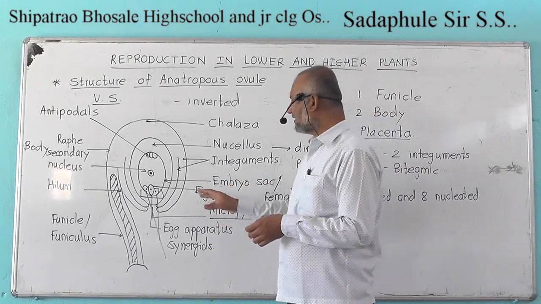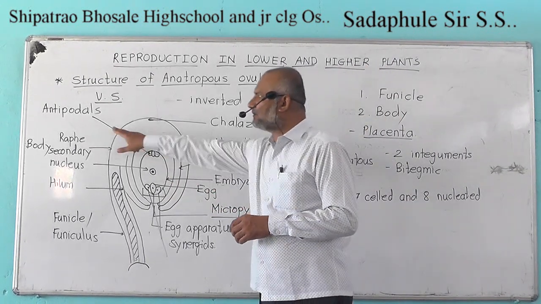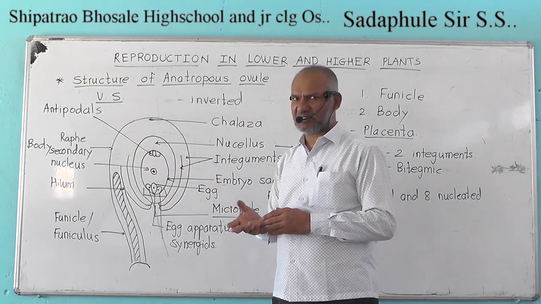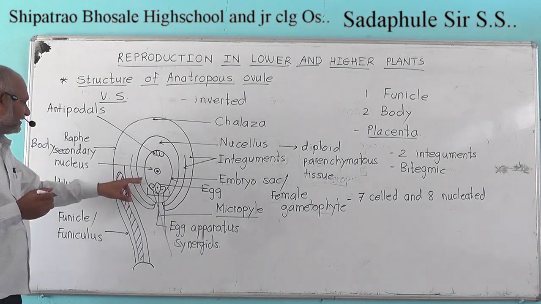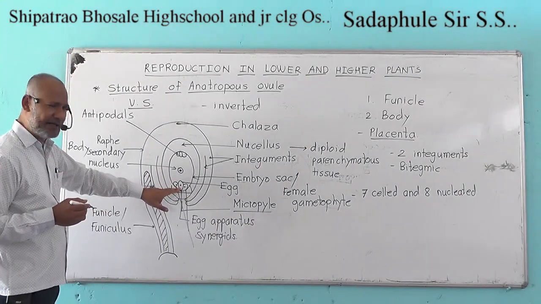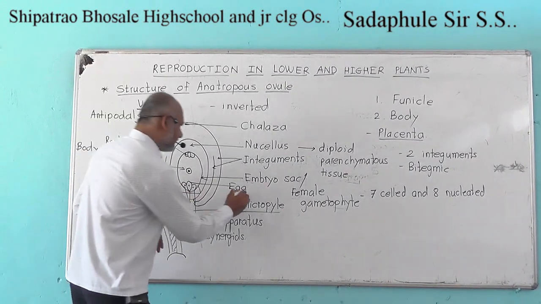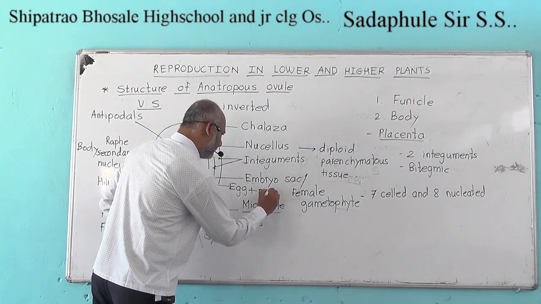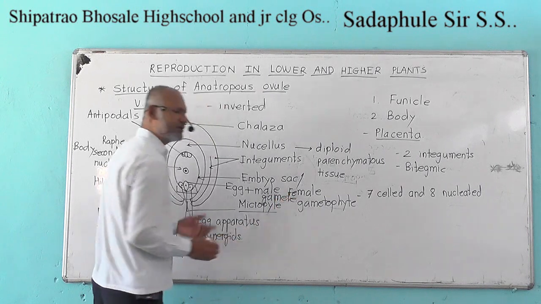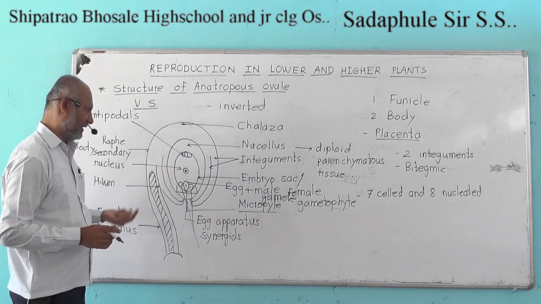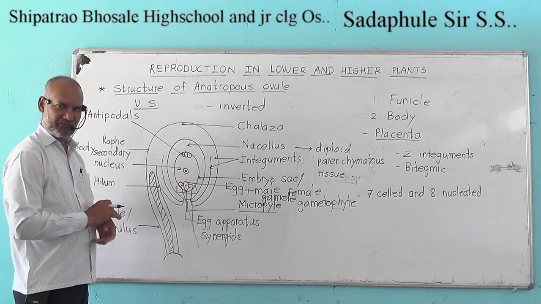Then the function of various structures of the embryo sac or female gametophyte. These antipodals may disintegrate after fertilization. The secondary nucleus and egg take part in fertilization. Okay, this egg fuses with one of the male gametes to form a diploid zygote. Then these synergids help in the process of fertilization.